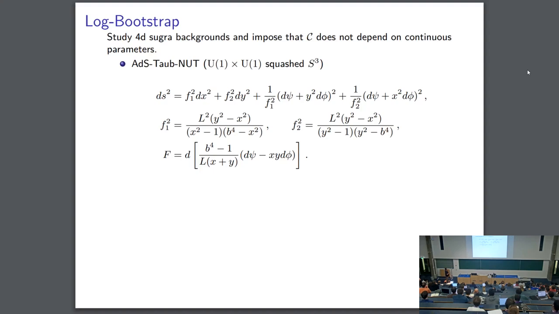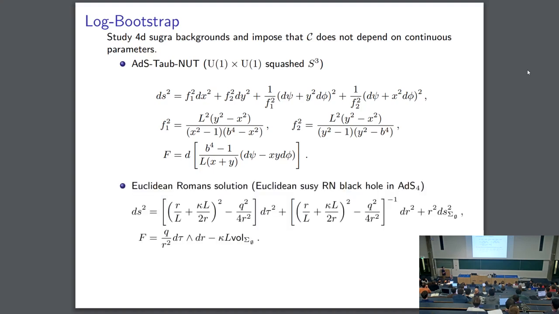The details are not important, except that it's an explicit background, in which the Maxwell field and the metric are functions of this parameter B, which is a continuous parameter. And then you can also do a Euclidean version of the Reissner-Nordström black hole, where again I have an explicit metric, a magnetic field, an electric field, and a parameter Q. These are BPS backgrounds with continuous parameters.